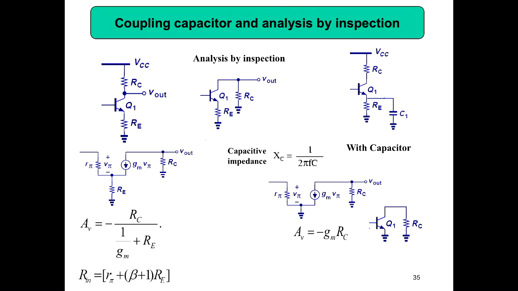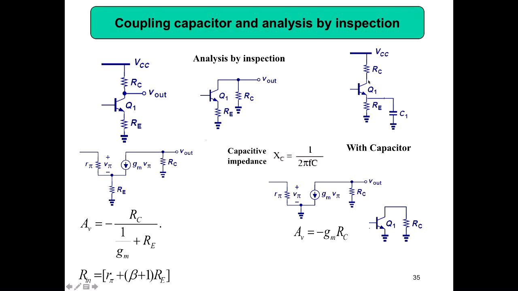And then that is the reason gain equals minus gm into RC. So these things we can immediately understand by analysis by inspection. Like, you got this circuit, and I want to find out the effect of this capacitor in the small signal. Then you don't have to draw the entire small signal circuit. You can put a short.